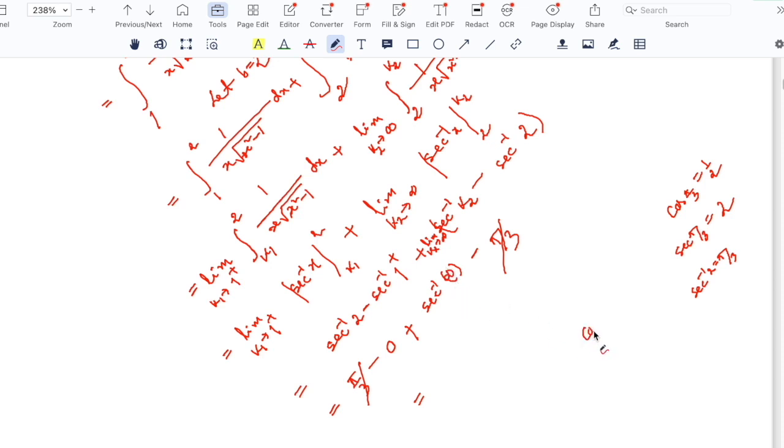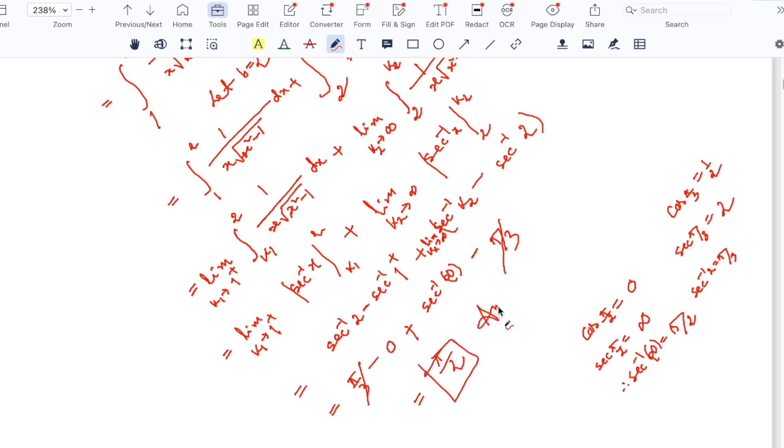We know cos pi by 2 equals what? Cos pi by 2 equals 0, therefore sec pi by 2 will be equal to the opposite of this, 1 by 0, which is infinity, therefore sec inverse infinity is equal to pi by 2. So now I can put pi by 2 here, and this is the result of this integral.